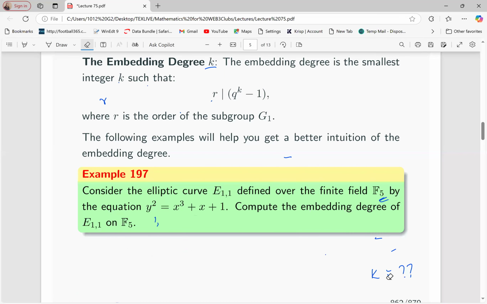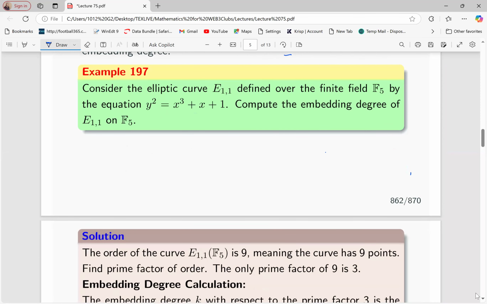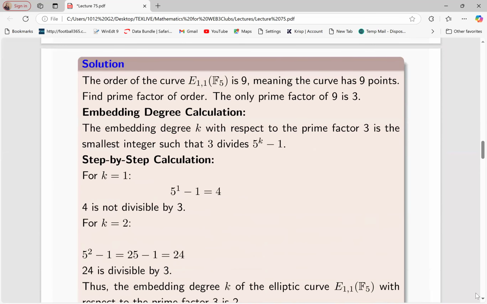But first of all, we need to know the definitions of R and Q. I've said R is the order of the subgroup, and Q is the modulus. So it should give us the results. Oh, just a minute. There's something I left out.